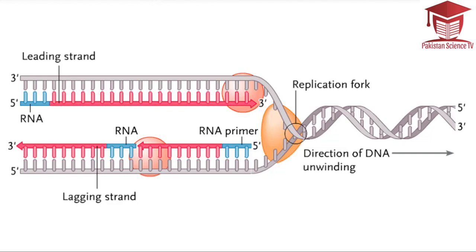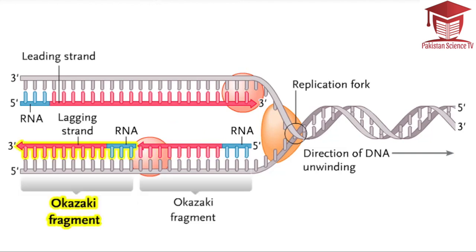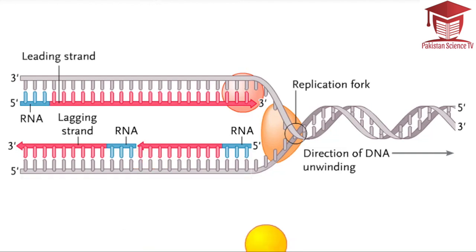Therefore, primase must again make an RNA primer on the lagging strand template, and DNA polymerase must continue making DNA beginning at the new primer. This results in a series of short fragments, known as Okazaki fragments, on the lagging strand template. The Okazaki fragments on the lagging strand template must be connected to form a complete DNA strand.